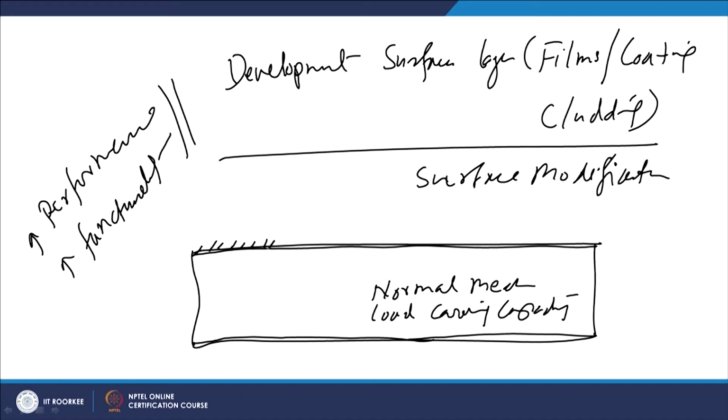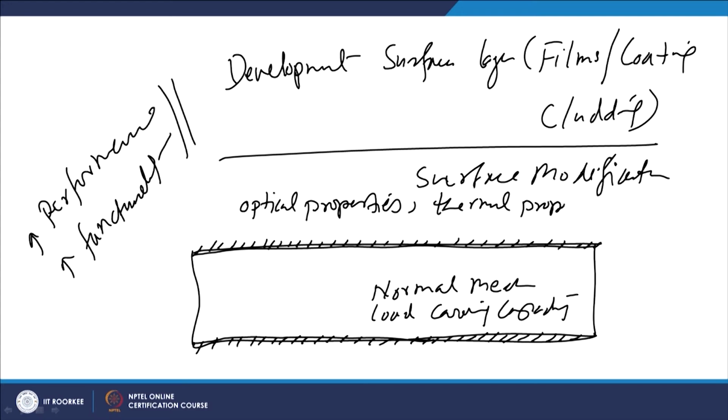developing a layer of a suitable material which can offer the properties desired at the surface for increasing the performance, maybe in terms of mechanical properties, tribological properties, or any other property required for improving the functionality. So, the substrate may be good at carrying the mechanical load, but it may have poor properties with regard to optical properties if they are required at the surface, or thermal properties if they are required at the surface.